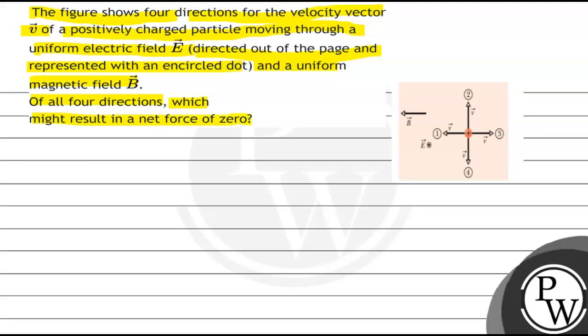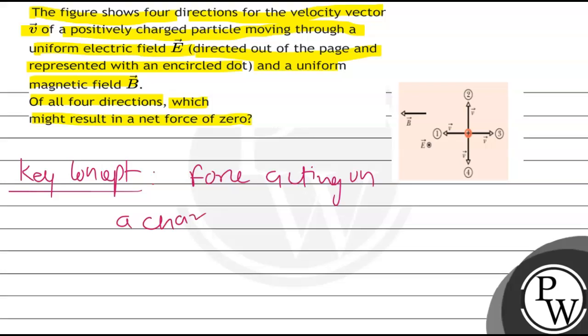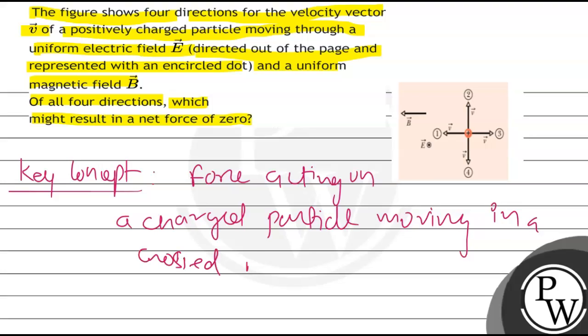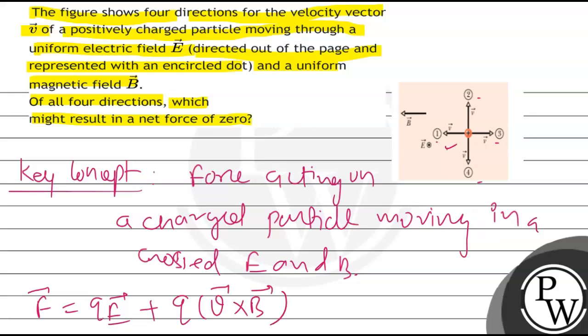So the key concept involved here is the force acting on a charged particle moving in a crossed electric and magnetic field. This force on the charged particle can be written as q electric field vector plus q velocity vector cross magnetic field vector. This is known as the Lorentz formula.